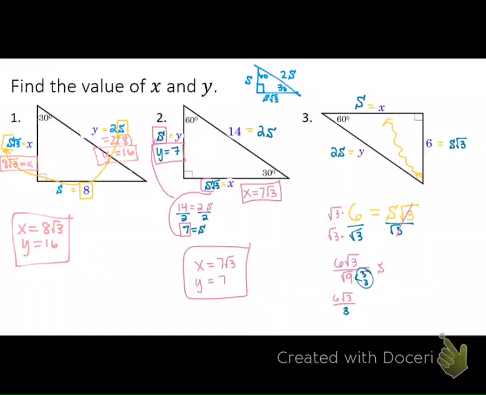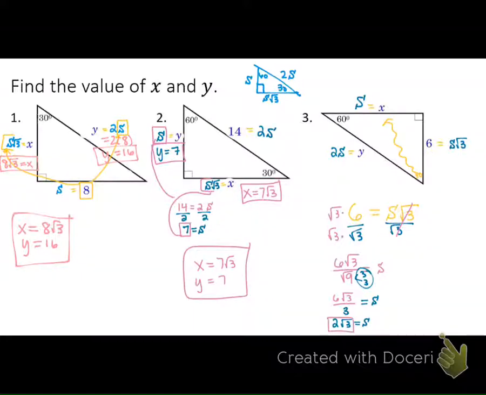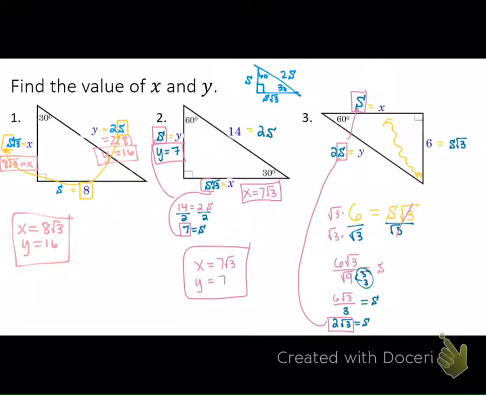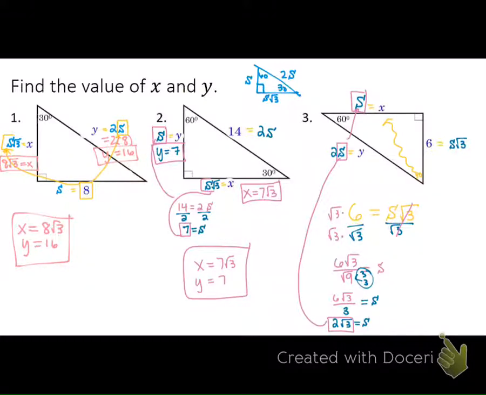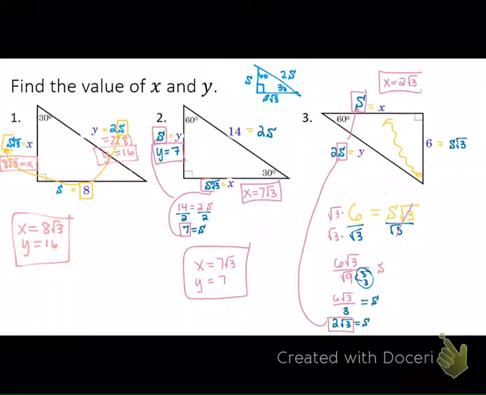Radical 9 has a group of 2 3s. So that makes that 3. So 6 divided by 3 is 2. So 2 radical 3 is S. So wherever we see an S, we can replace it with 2 radical 3. So x is 2 radical 3.